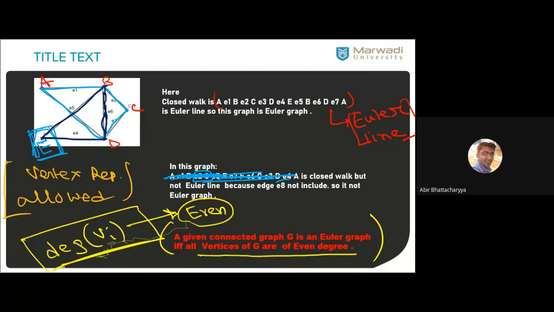All vertices have even degree. Even means what? 2, 4, 6, 8, 10, 12. This type of degree will be there.